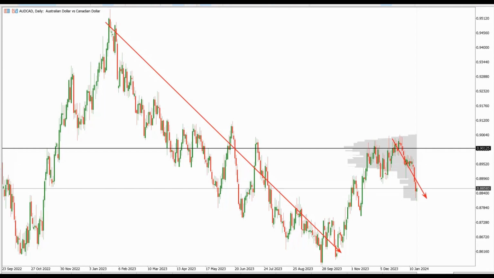So we have a pullback, right? We've got a pullback there, but we can see that it's just a pullback. We've got a pullback here on the daily candle. Downtrend, a pullback, impulse, correction. Now the market is trying to pull back, right? On the daily time frame. We can see that clearly.